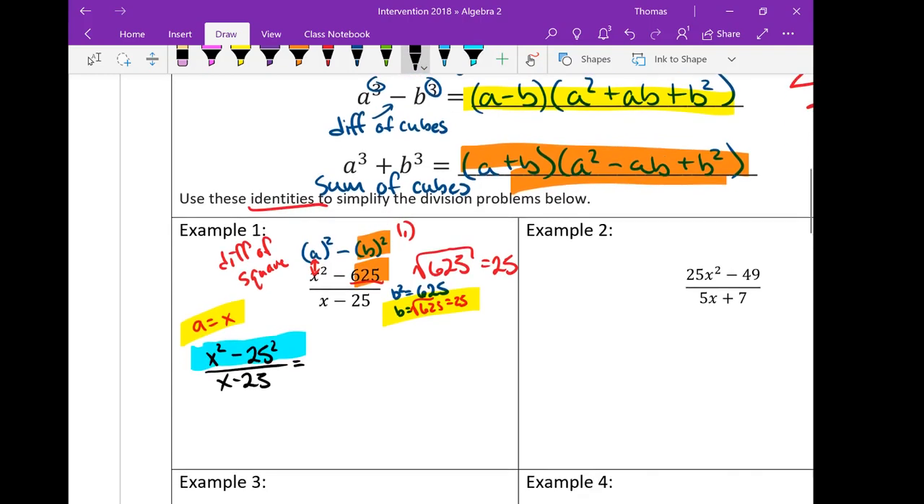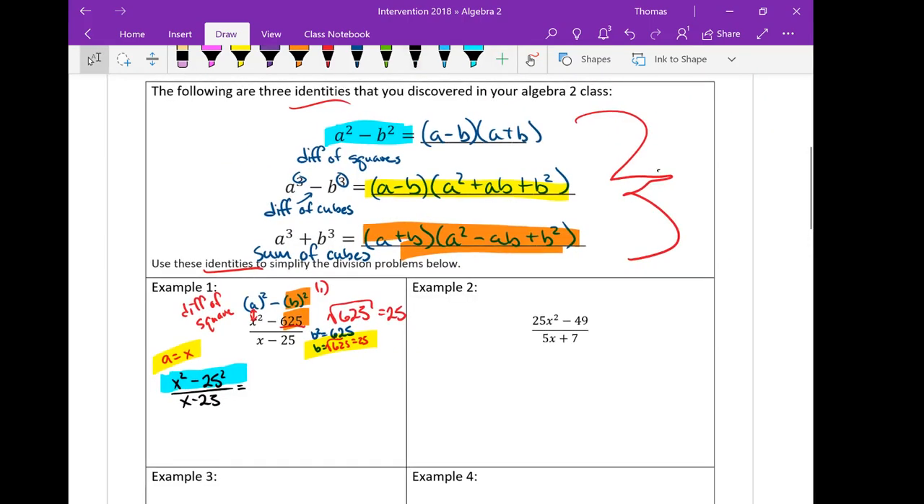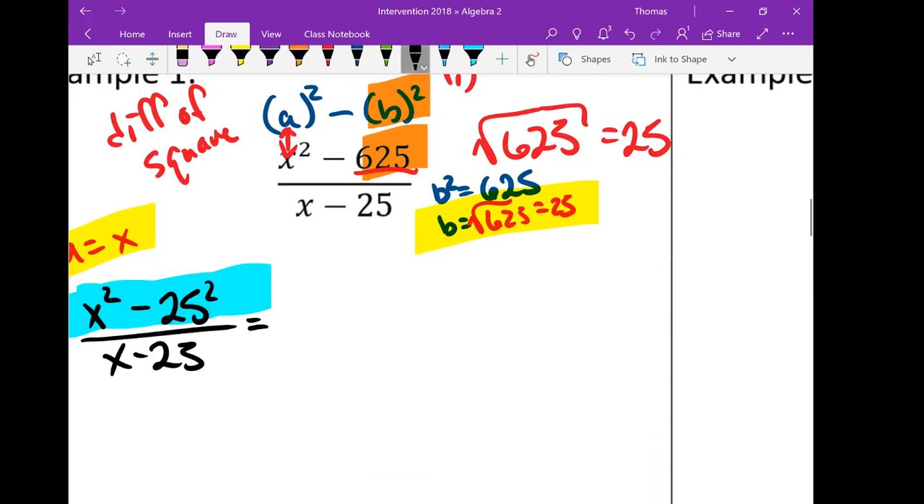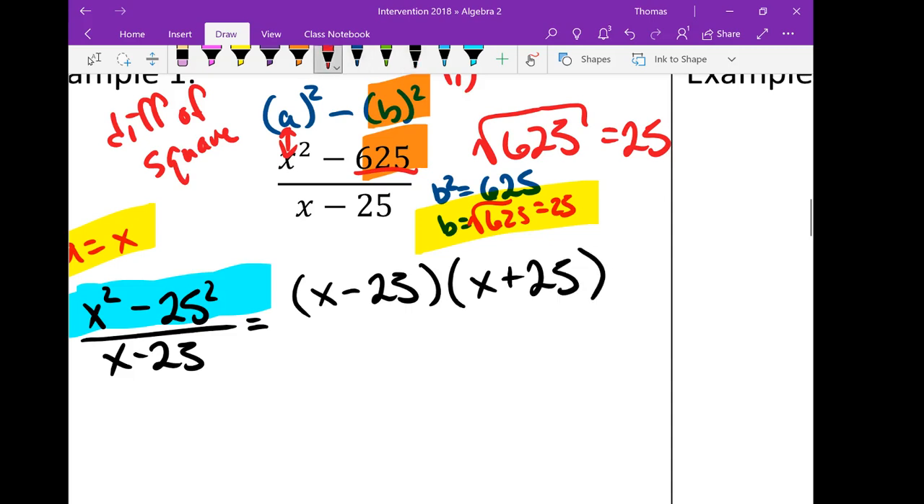Okay. Now we're going to use the identity. We know it's equal to, I'm going to highlight in orange, a minus b times a plus b. So going down here, it's equal to x minus 25 times x plus 25. And on the bottom, we still have our x minus 25.